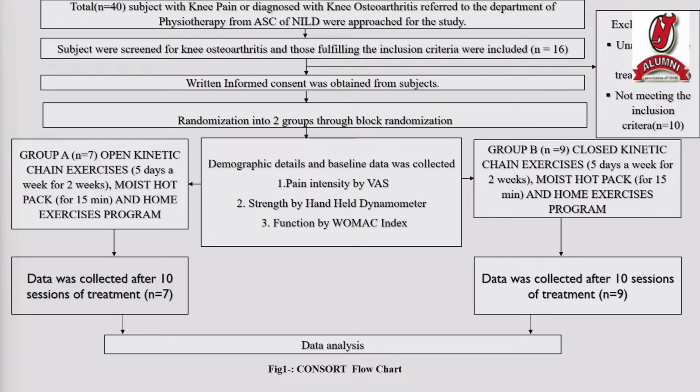Group A included 7 subjects who were treated with open kinetic chain exercises and moist hot pack for 15 minutes, 5 days a week for 2 weeks, and a home exercise program. Group B included 9 subjects who were treated with CKC and moist hot pack 5 days a week for 2 weeks and a home exercise program. All the data were collected after 10 sessions of treatment, and then data analysis was done.